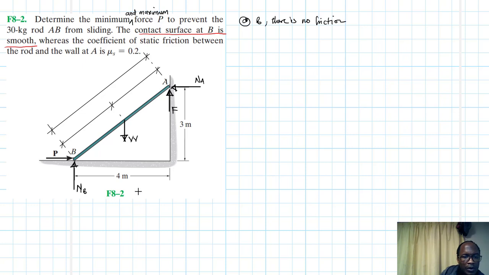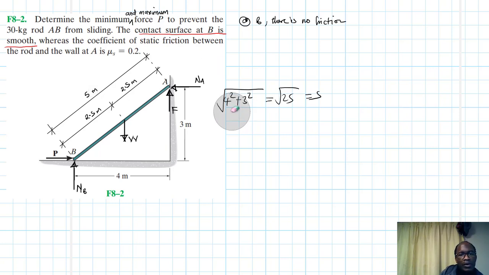Okay, so this length here, we're going to use Pythagoras. It's just 4 squared plus 3 squared. Square root of that gives us 25, which is equal to 5. So this is 5. Therefore, this will be 2.5. This length will be 2.5, and so is this. These are all meters.